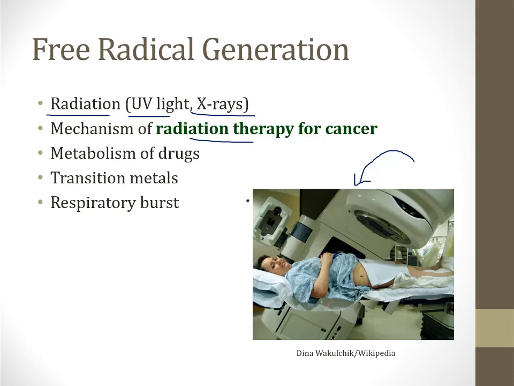Now, in addition to radiation, a couple of other mechanisms by which free radicals are generated inside of cells include metabolism of drugs, transition metals, and something called the respiratory burst. And in the next few slides, we'll talk about these 3 things.